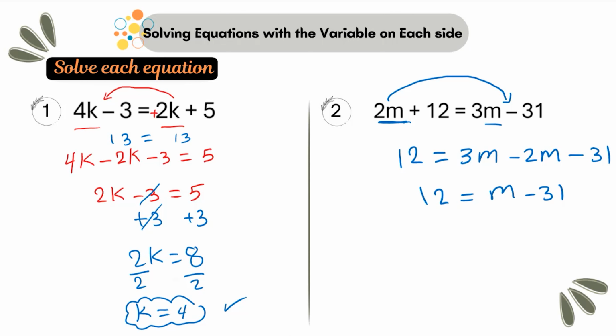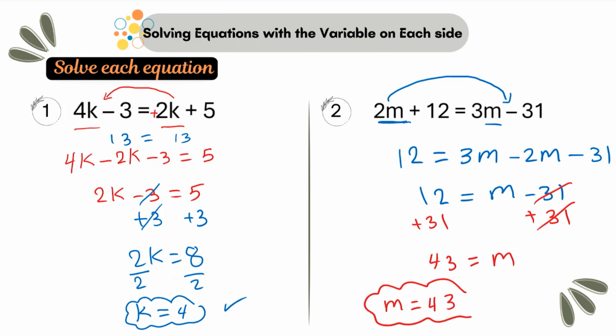Now, how can we solve it? It's very easy. The opposite of minus 31 will be plus 31 on both sides. So 12 plus 31 will be 43, equals, and 31 minus 31 is 0. Then the answer will be m equals 43. We can rearrange it: m equals 43. Also, you can check your answer like we did before. You can substitute here, this m is 43 and this m is 43, and check whether both sides are equal or not. If they stay equal, this means your answer is correct.